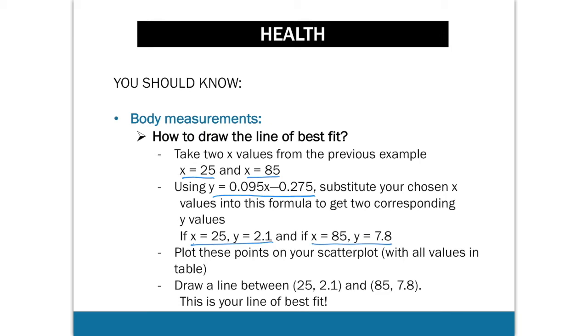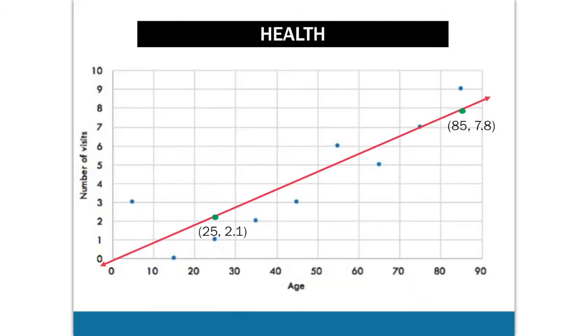So you plot these points on your scatter plot with all the values in the table and you draw a line between these two points, and this is your line of best fit. As you can see, we have the two points drawn on our graph, and we've drawn a line between them, and that is our line of best fit.